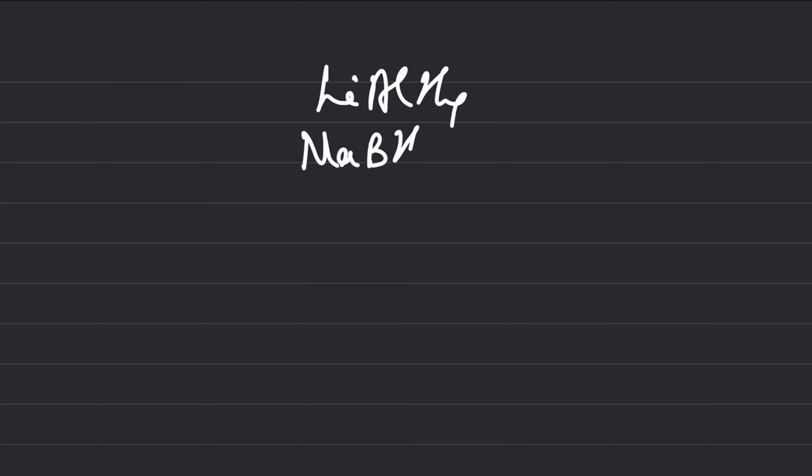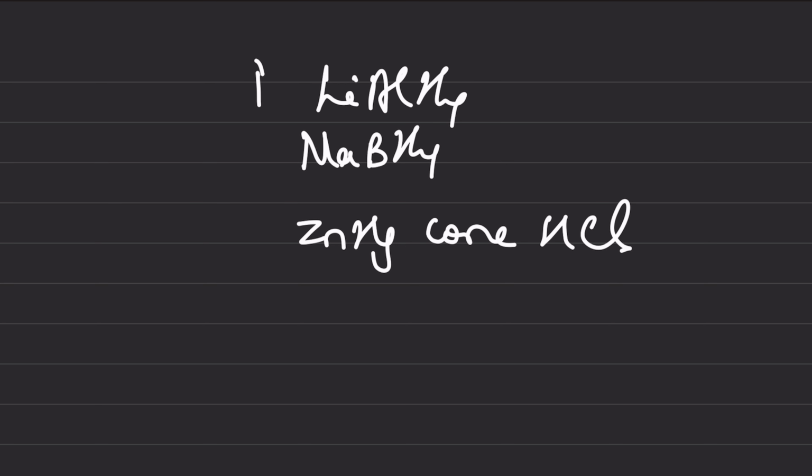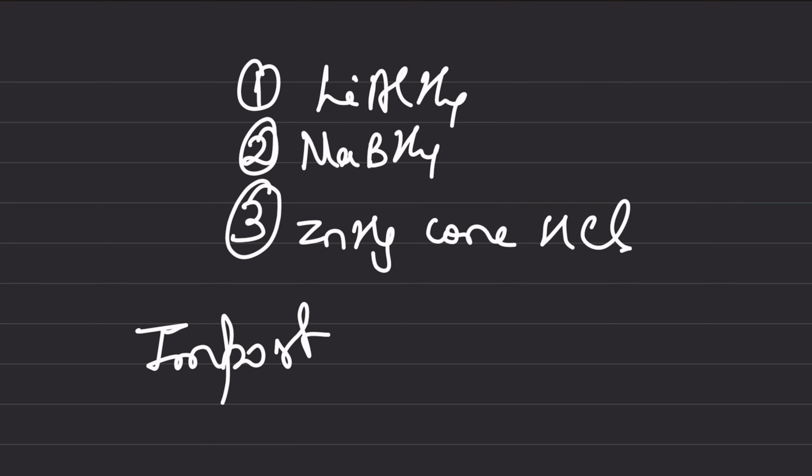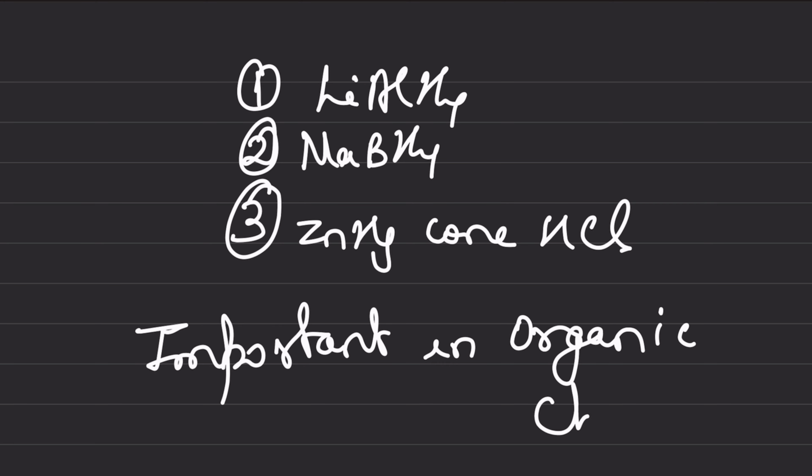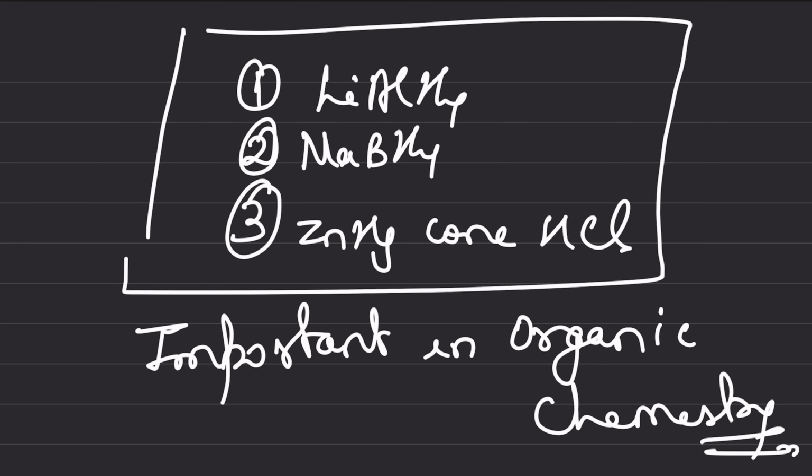So these were some of the properties for Zn-Hg concentrated HCl. The three reagents we saw are LiAlH4, NaBH4, and Zn-Hg concentrated HCl. These three reagents are important in organic chemistry. You can give various answers for reactions while learning the properties of LiAlH4, NaBH4 and Zn-Hg concentrated HCl. Okay, thank you.